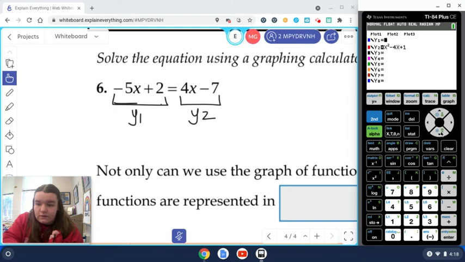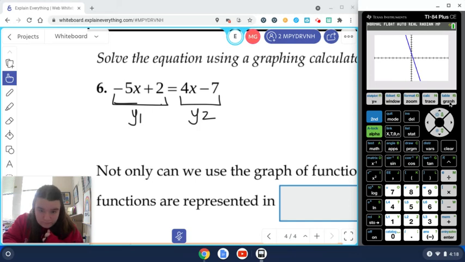So I'm going to clear out what I have here. So for y1, I'm putting negative 5x. Make sure you type the negative and not the minus. Then plus 2. For y2, I'm going to put 4x minus 7. And then I'm going to look at the graph. I've got 2 lines intersecting. I'm going to hit second calc, choice 5.